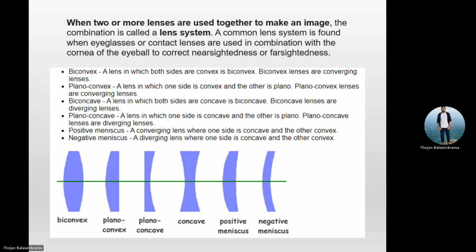Now we come to lens systems. What is happening? When two or more lenses are used together, they can create a lens system.